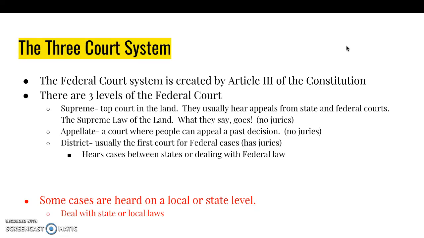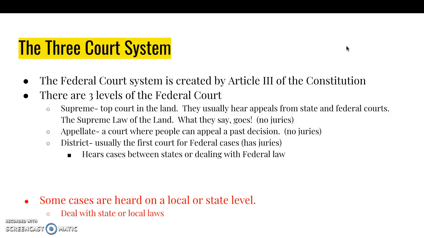The first one, or the top one, is the Supreme Court. That is the top court of the land. They can hear appeals. State courts and federal courts can appeal to the Supreme Court whether or not a ruling, a law, or an act is constitutional. This is the supreme law of the land. It's the final law. Whatever they say is what happens. There is no jury, but rather the Supreme Court is made up of 9 justices.